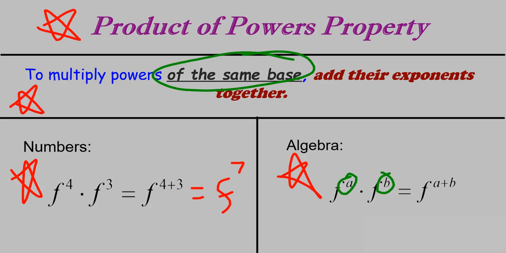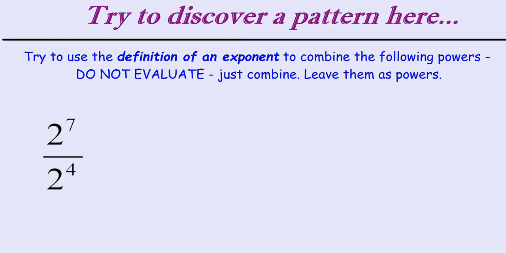Those a's and b's, then the new exponent is just the sum of a and b, whatever a and b happen to be. Now let's take a look at what happens if we end up dividing those powers instead. Again, use the definition of an exponent, expand it, and see what happens. Don't evaluate, just combine them. Leave it as powers. Try to use what you know about simplifying fractions and expanding exponents to come up with an idea. Come back when you are ready to see what I came up with and what you might have come up with, and then move on to another example here.